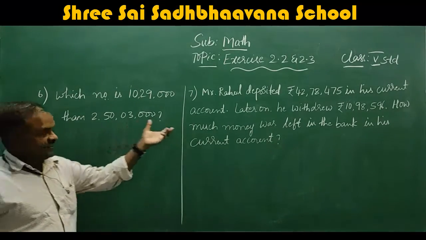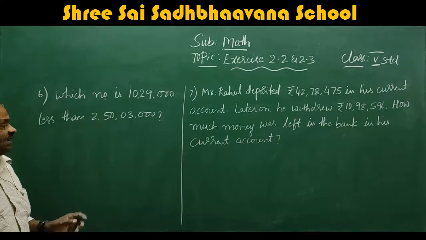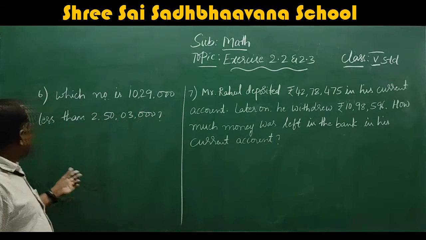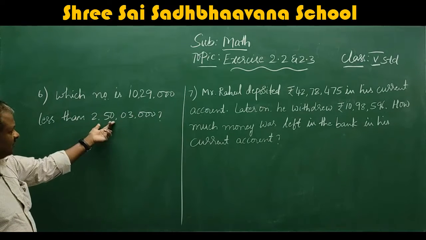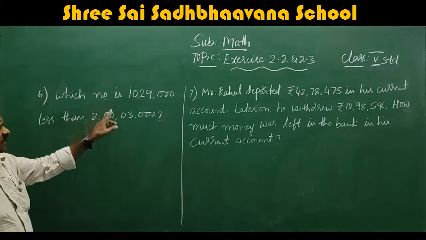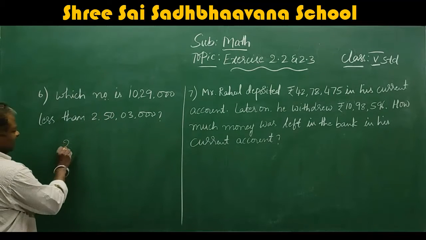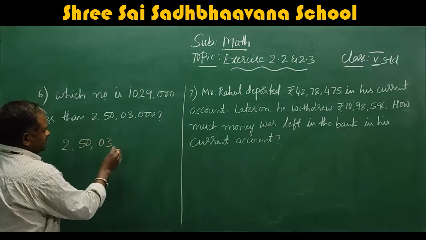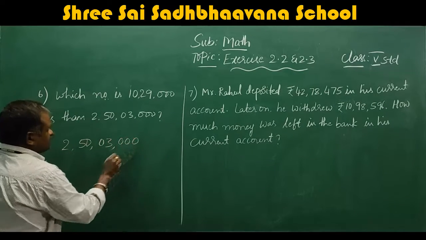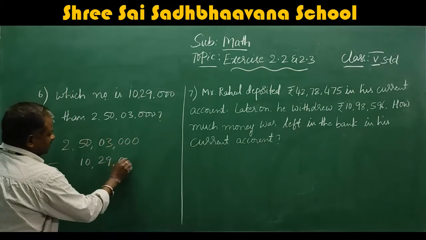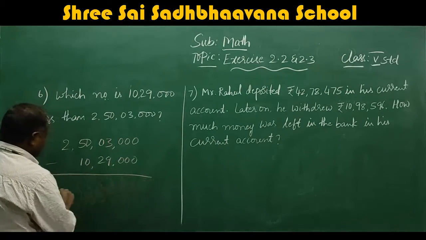So now we will move to the 6th and 7th ones. Which number is 10 lakh 29,000 less than 2 crore 50 lakh 3,000? In the same way, subtract the smaller number from the bigger number. Write down 2 crore 50 lakhs 3,000. Subtract 10 lakhs 29,000. What will we get?